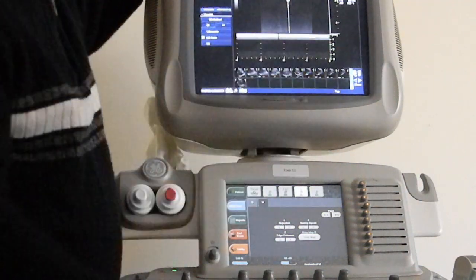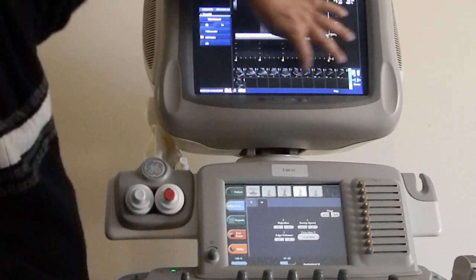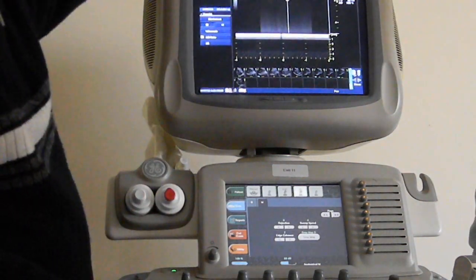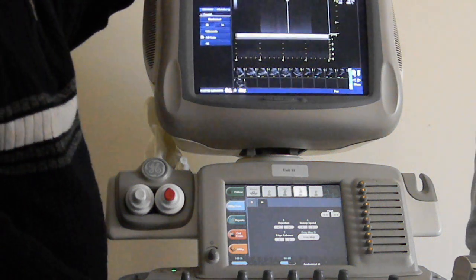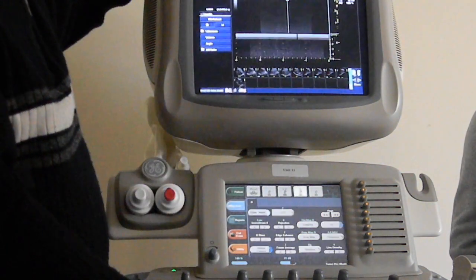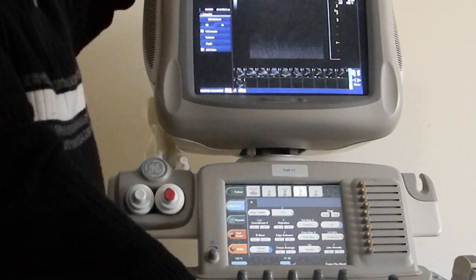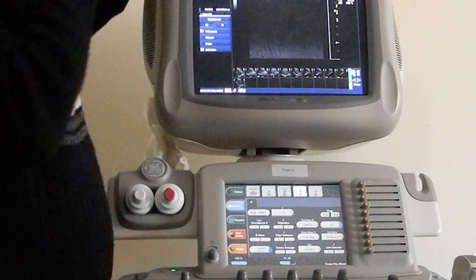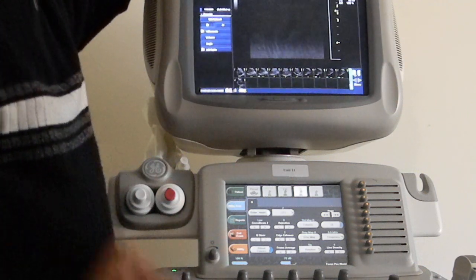But this one literally is it. So this graph here, that's going to be your M mode, and you can make it disappear and it'll go back to normal by turning it off. Did that make sense? Good.